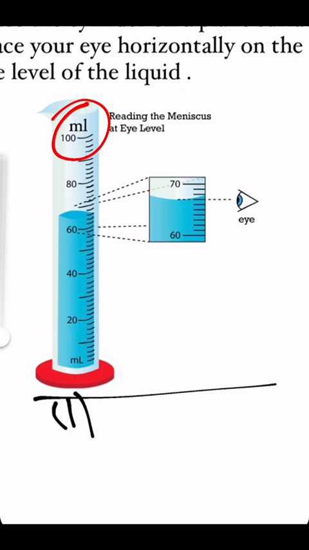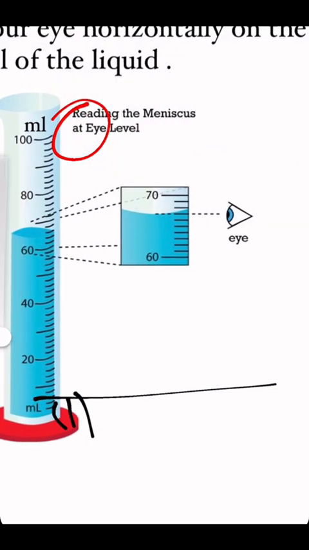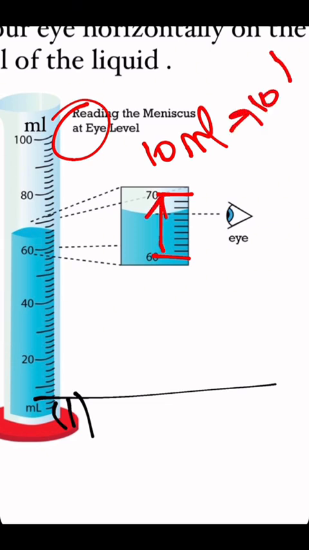This graduated cylinder reads in milliliters, as we see. Taking a deeper look, we see that the level of water is between 60 and 70 milliliters. Between 60 and 70 milliliters, there exist 10 milliliters, and we count the digits. There are 10 digits between these 10 milliliters. So every 10 digits equals 10 milliliters. Therefore, each digit represents 1 milliliter.